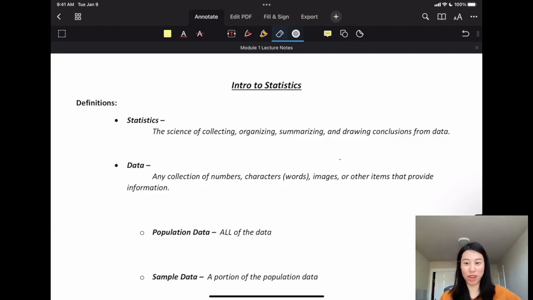So first of all, what is statistic? Statistic is an area of mathematics. It's the science of collecting, organizing, summarizing, and drawing conclusions from data. It helps us to make educated guesses of unknown and to find the useful information in an ocean of data.